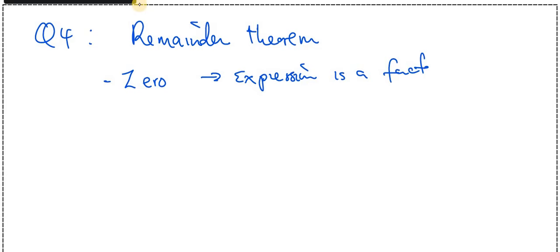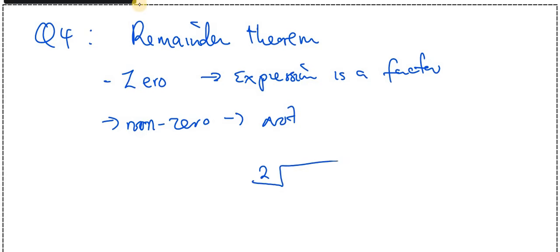That's basically what we mean, whenever the remainder is 0. Then when the remainder is a non-zero digit, it means it's not a factor. For example, 2 can divide 15, but it leaves a remainder of 1. So 2 is not a factor of 15.